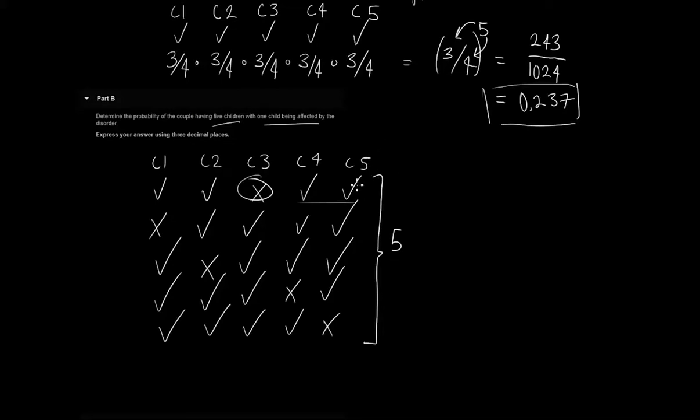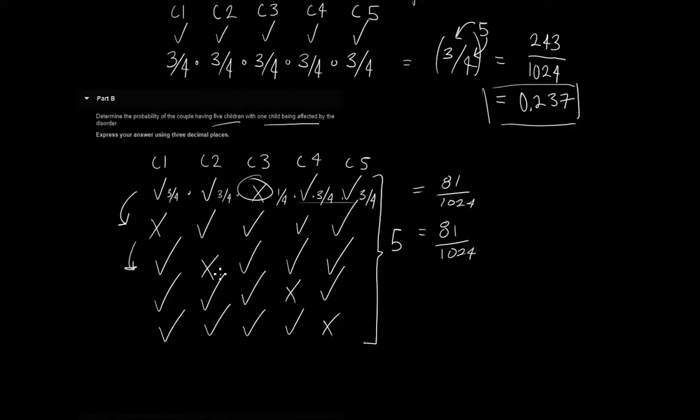I'm going to be putting these numbers back. If we solve for this and multiply each one, it's going to be equal to 81 over 1024. And then if we do it again, it's going to be equal to 81 over 1024.